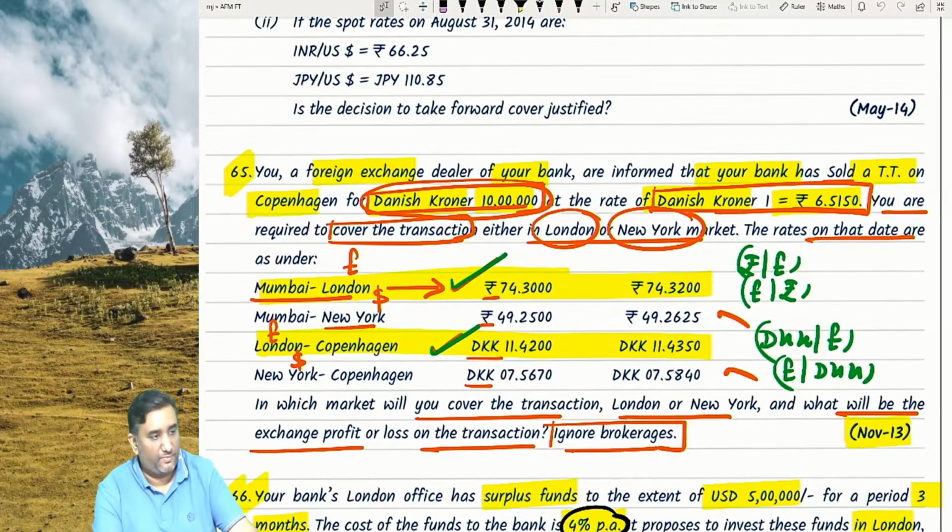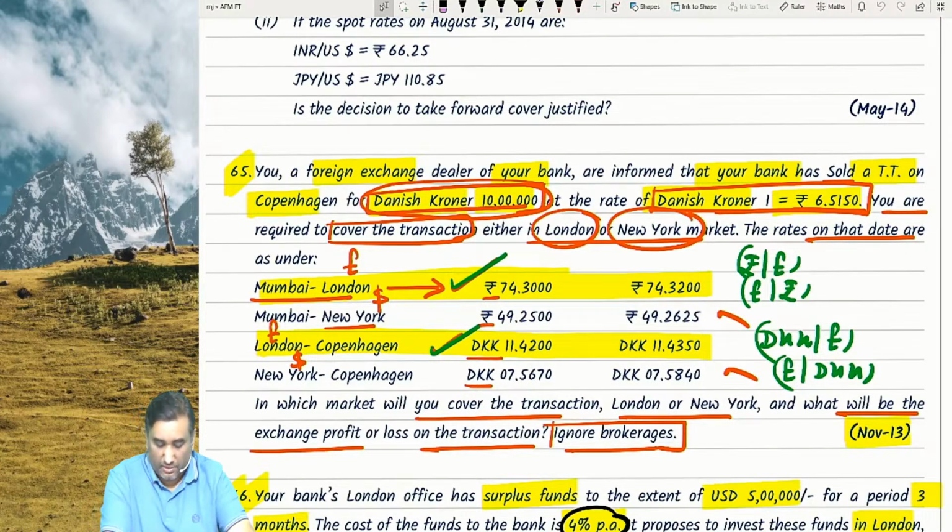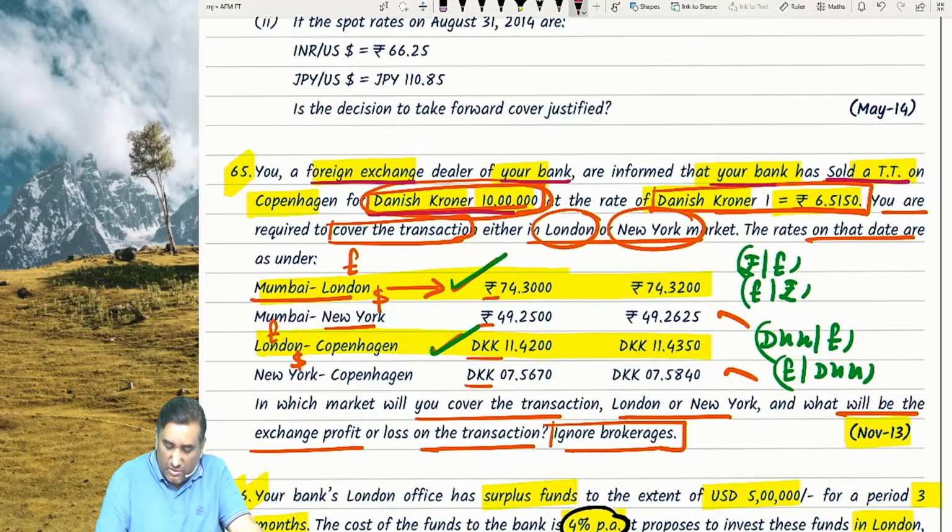Question number 65. You can read from here. Now I'll read out the question with you. You are a foreign exchange dealer of your bank. Informed that your bank sold TT on Copenhagen for Danish kroner 10 lakh. Do not get confused which country this belongs to. Danish kroner is a chocolate. Someone has sold. One Danish kroner was sold for 6.5150. You are required to cover the transaction.